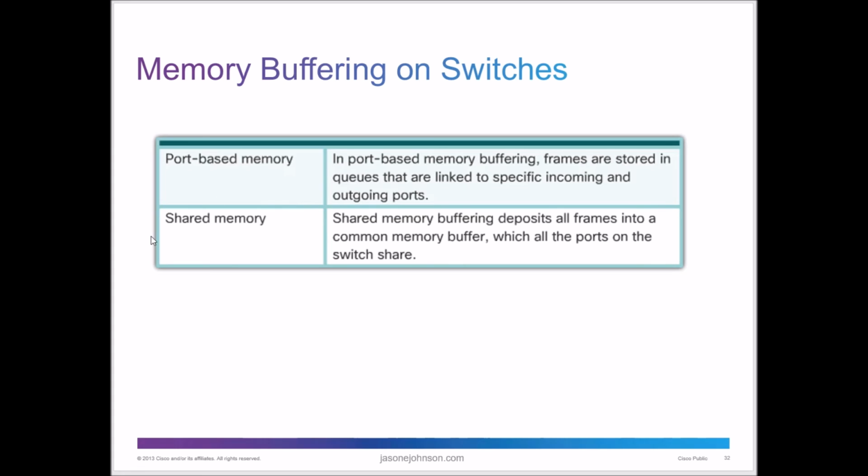The memory buffering on switches, and this is where you have the memory and then forwarding, but you have port-based memory. That's where frames are stored in queues and they're linked to specific incoming and outgoing ports. And then you have shared memory, where memory buffering deposits all frames into a common memory buffer, which all the ports on the switch share. And that's why sometimes you will reset your switch, or you'll reset your router too, because it'll clear all that buffering out, or clear all that memory, and it'll clear those tables. It should be clearing them on its own on newer switches and the newer software, but still, you might have to do that from time to time.